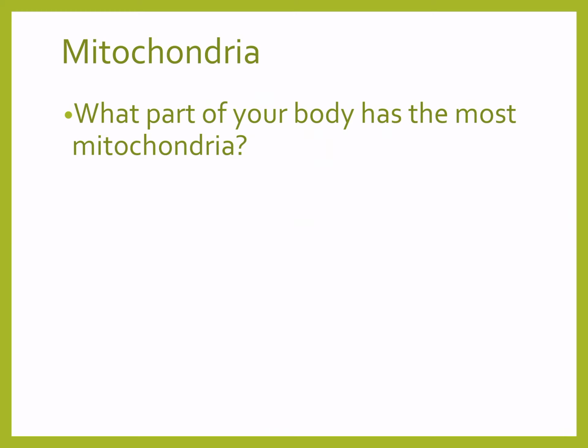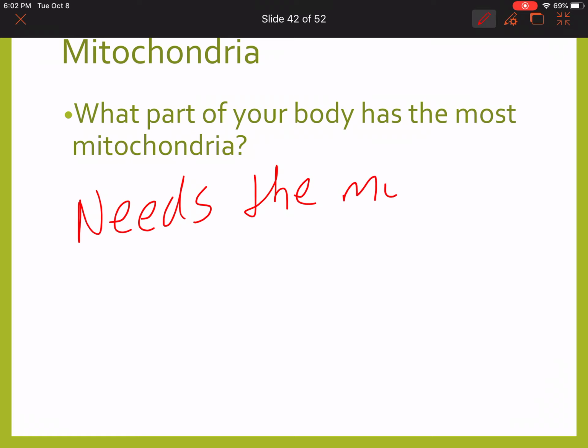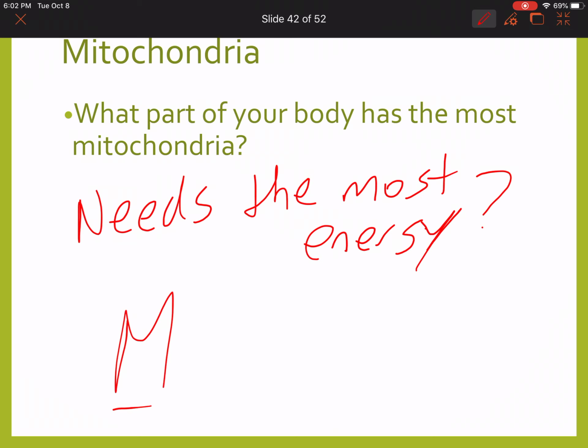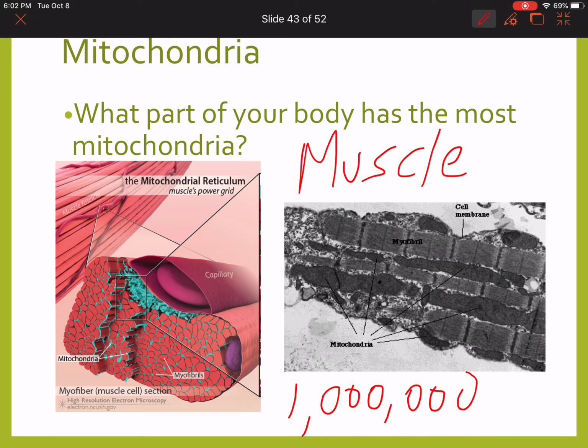Okay. So here's a good question. What part of the body has the most mitochondria? What part of the body needs the most energy? That's really what this question's asking, because whatever part needs the most energy is going to have the most mitochondria. Give you a hint. Did you figure it out? Muscles. One muscle cell alone can have 1 million mitochondria in it. One cell.